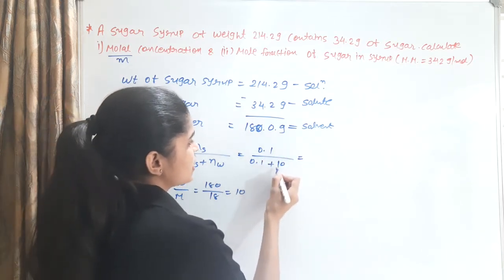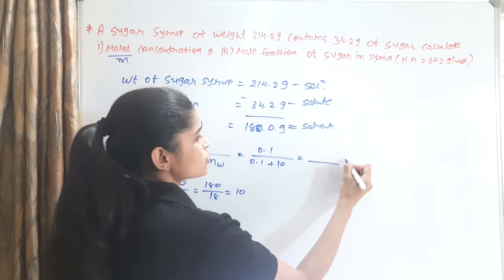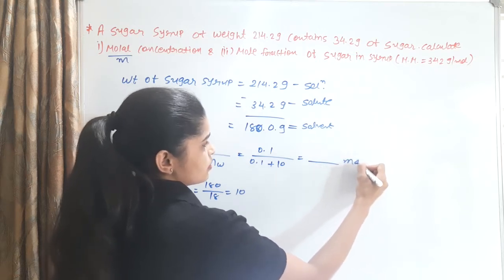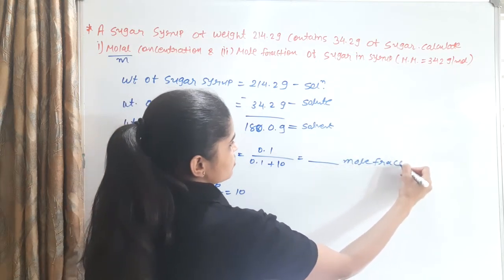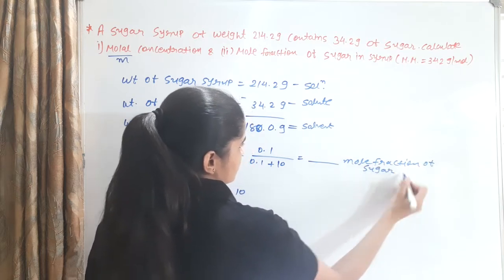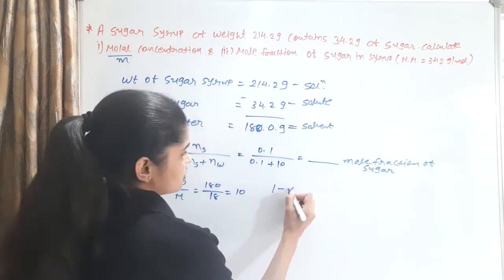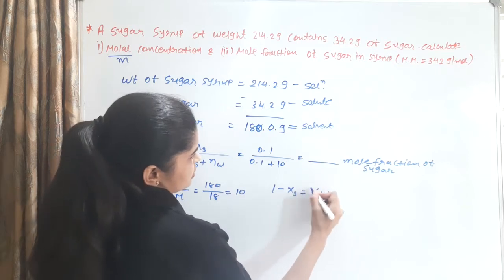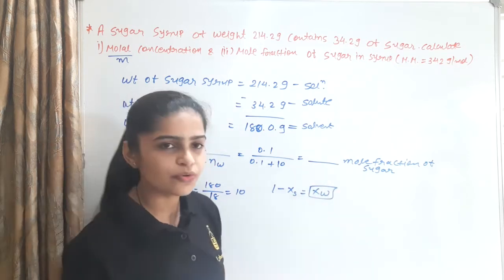0.1 divided by 10 plus 0.1 is equal to the mole fraction. This is the mole fraction of sugar, and 1 minus this X is the mole fraction of water.